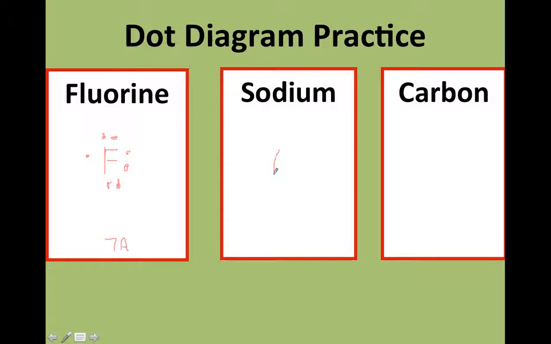Okay, sodium is Na. Sodium only has 1 electron. It's found in 1A. So it has 1 dot. So you just put it on the top under north. Carbon is in group 4A. So you're going to do all the north, south, east, west. North, south, east, and west. And there's your electron dot diagram.